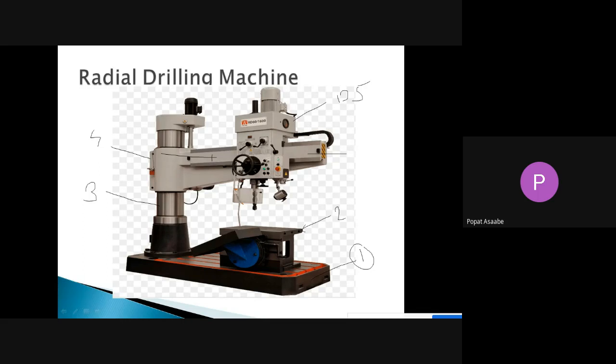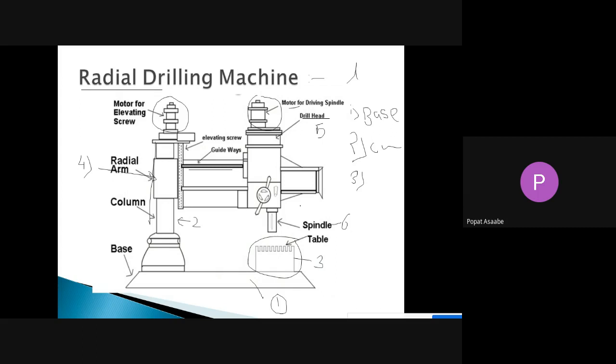On top of that drill head we have mounted a motor for giving the power. On this side we can also use another motor. Here is the spindle, and in that spindle we have attached a drill bit. So this is the radial drilling machine. Now we will discuss the function of each and every part of the radial drilling machine.